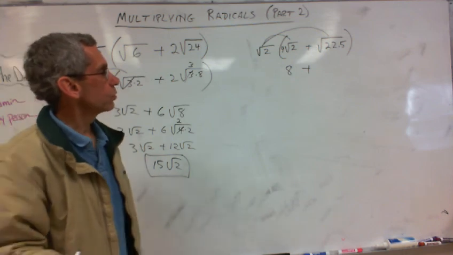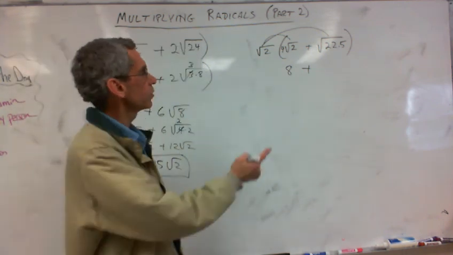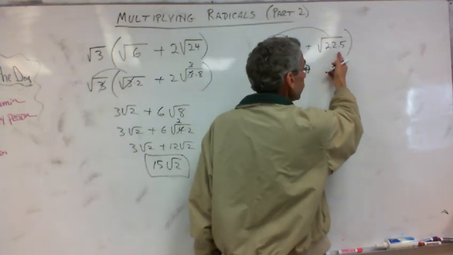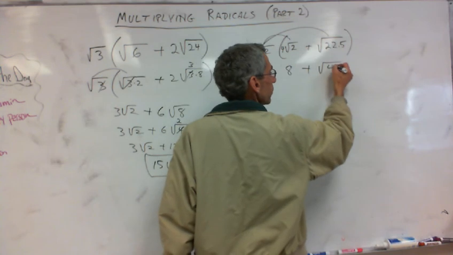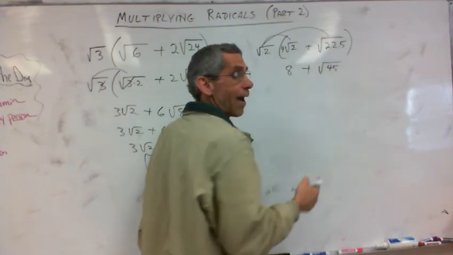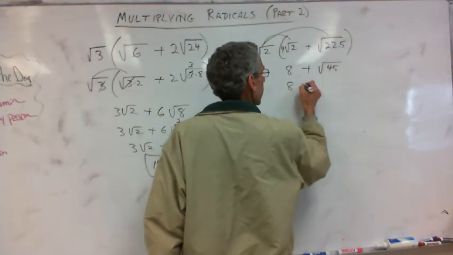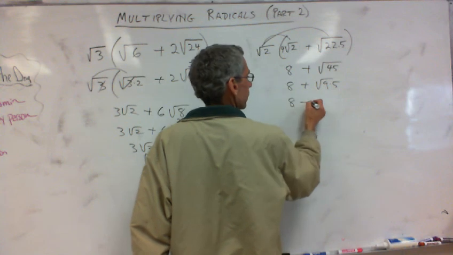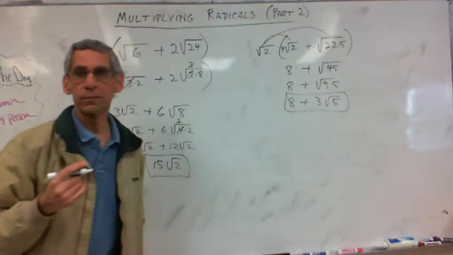What is the square root of 2 times the square root of 22.5? 45, sorry. It's the square root of 45 if you multiply it out, right? 22.5 times 2 is 45. What can I do now? 9. Okay, 8 plus the square root of 9 times 5, which means 8 plus 3 times the square root of 5. And that's my answer, right?